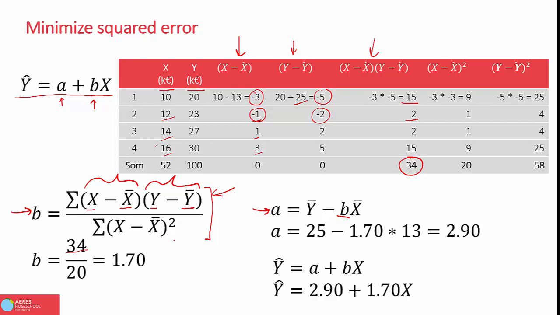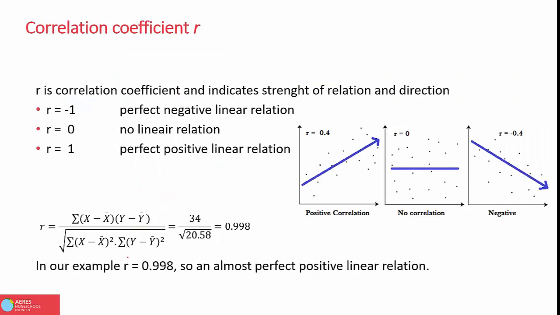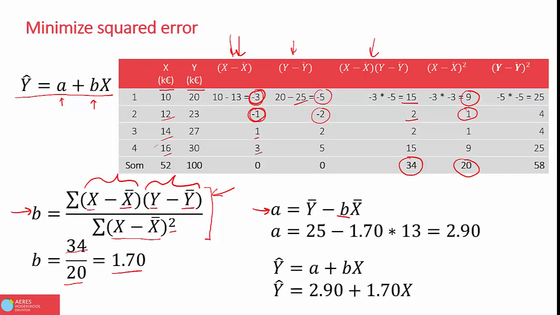Okay, now the bottom part, we again see x minus x average squared. The x minus x average, we already found it, it's over here. Now we only have to square it. So minus 3 squared gives us 9. Minus 1 squared gives us 1, etc. Now by doing that for all four measures and adding them up, we get the value of 20, which we should put here. So b in the end is a simple division of 34 divided by 20, giving us the value of 1.7.